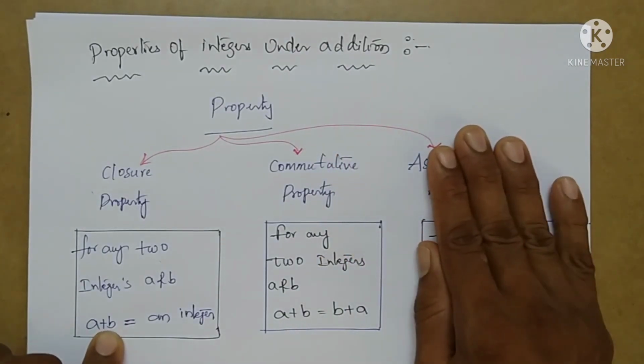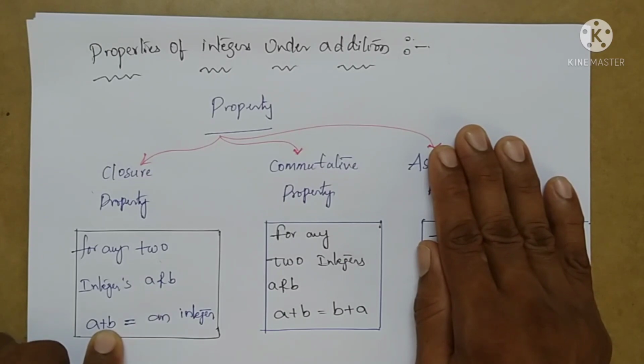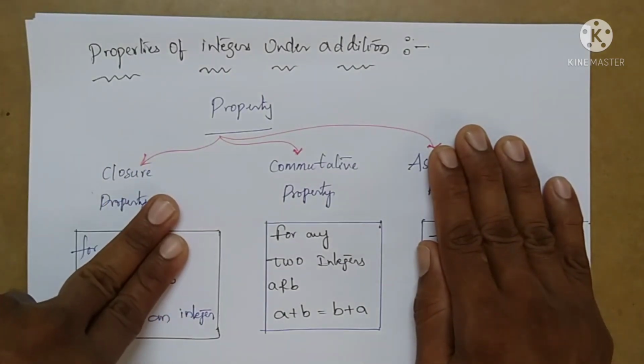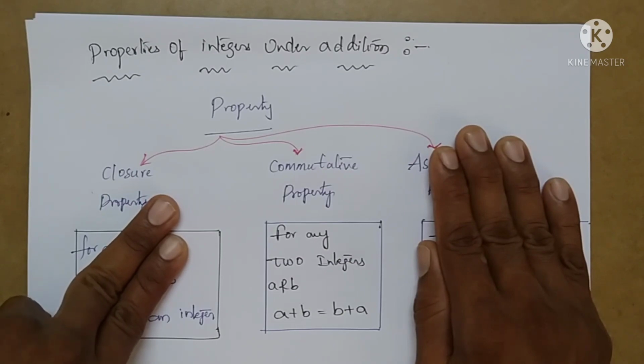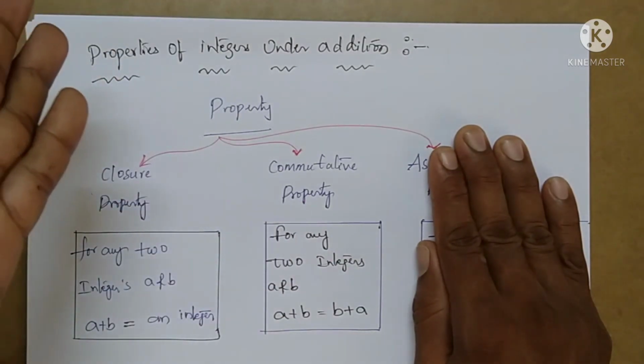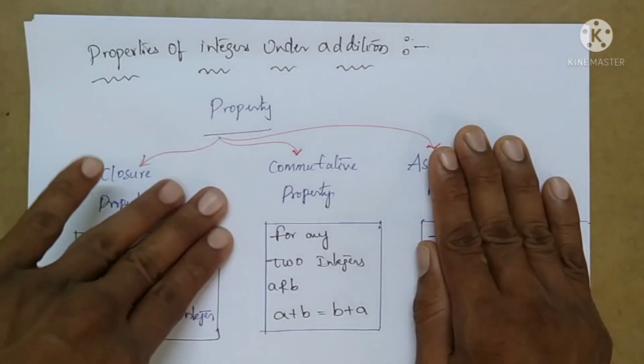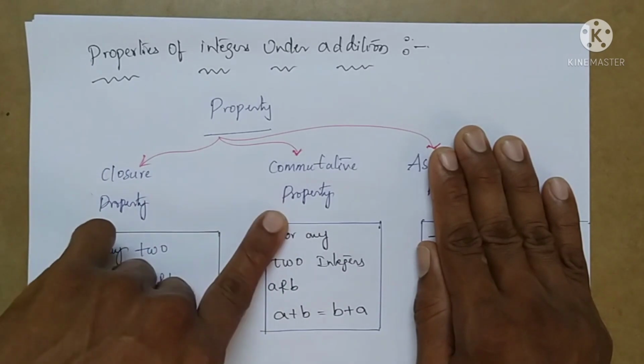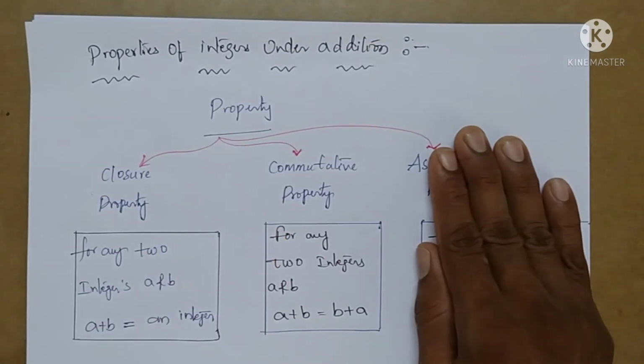What is the commutative property? For any two integers a and b, a plus b is equal to b plus a. Here the second integer goes to the first place, and the first one goes to the second place, right? For any two integers a and b, a plus b equals b plus a. This is called the commutative property.